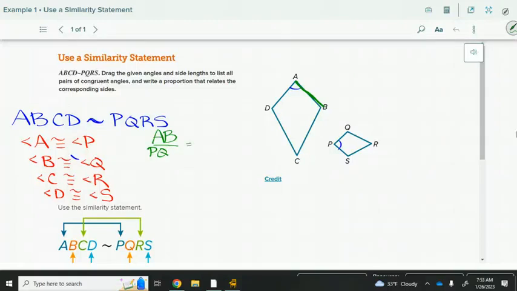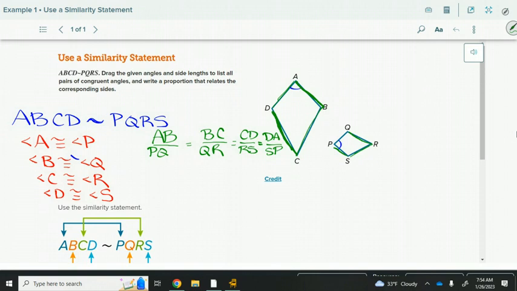Now we've got to do another set of sides that are similar. So I could do BC. BC matches up with QR. So BC over QR. Those sides are in proportion. Then I want to do the third sides. CD is going to match up with RS. And then the last set of sides, DA and SP.